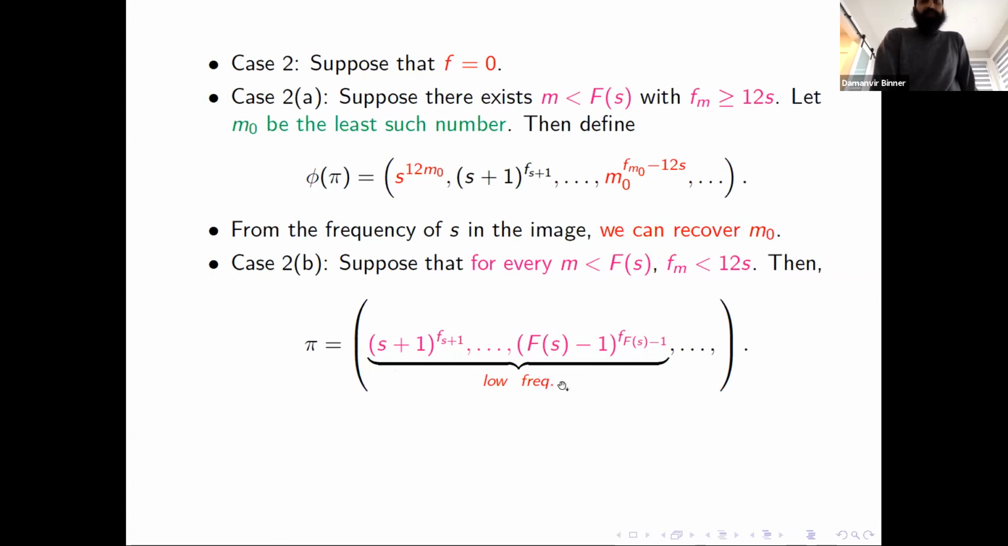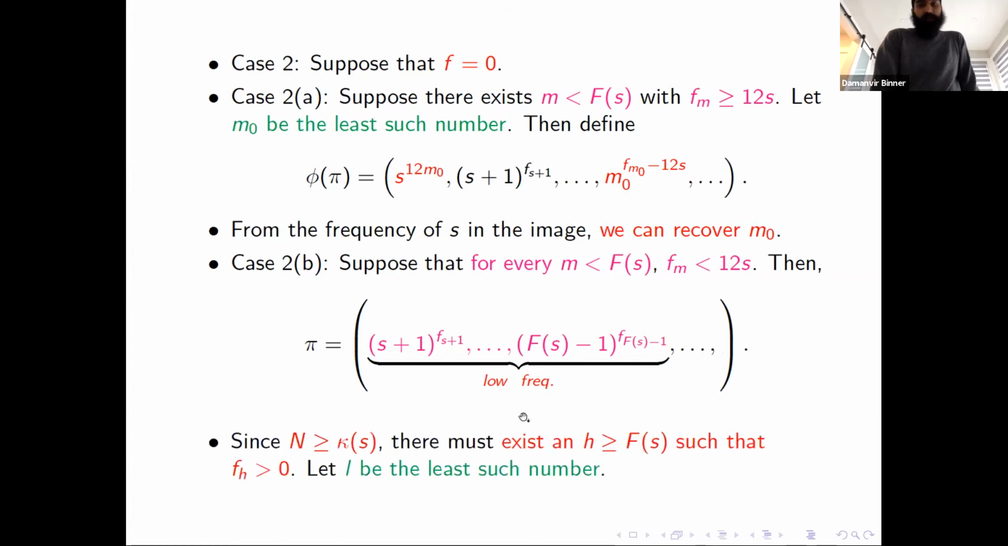And since we are assuming the norm of the partition n to be large enough, greater than or equal to cap of S, such that cap of S is also chosen large enough such that we can ensure that whenever all of these frequencies are less than 12s, then there will be some parts beyond these numbers which appear with non-zero frequency. To be precise, we mean that there exists an h greater than or equal to f of S, which appears with a positive frequency, and we let L be the least such number.